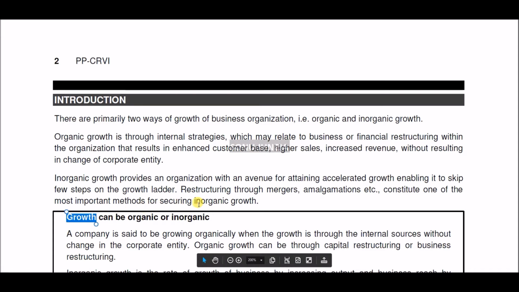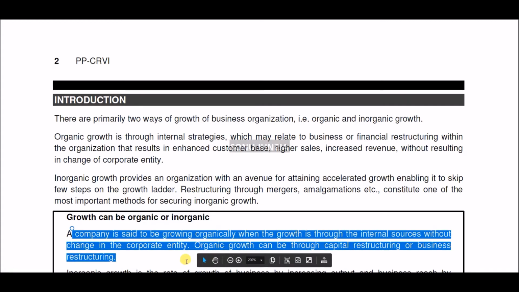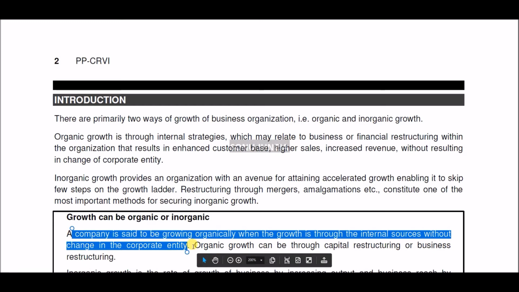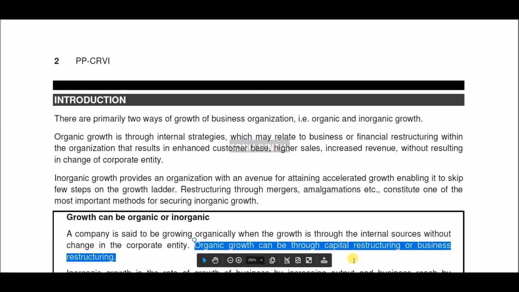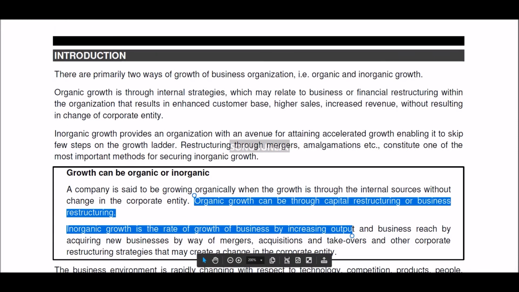Now growth can be organic or inorganic. So the company is said to be growing organically when the growth is through internal sources without changing the corporate identity. Organic growth can be through capital restructuring or business restructuring. Internal management में आपने change मारे, then this happens.